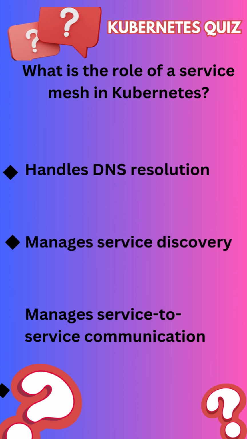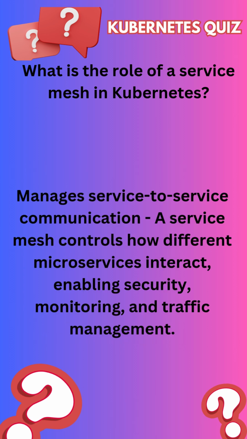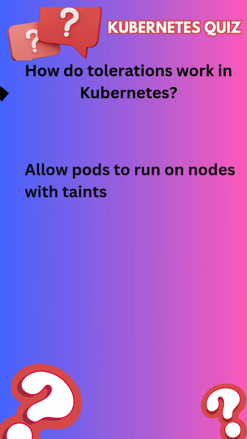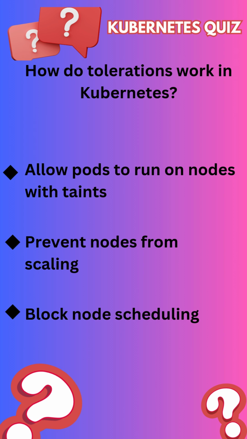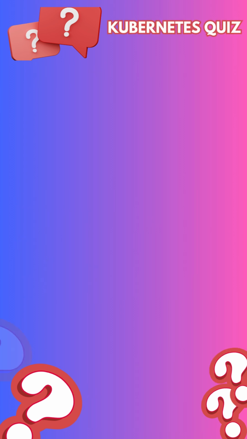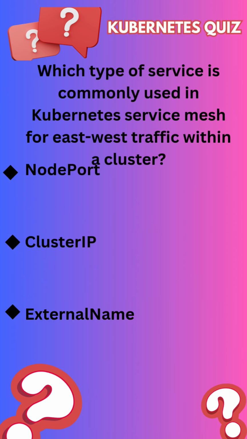What is the role of a service mesh in Kubernetes? How do tolerations work in Kubernetes? Which type of service is commonly used in Kubernetes service mesh for east-west traffic within a cluster?